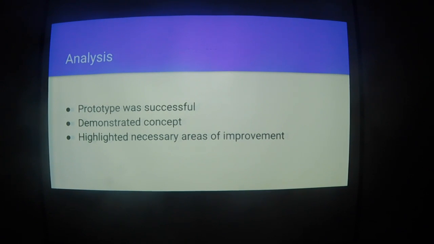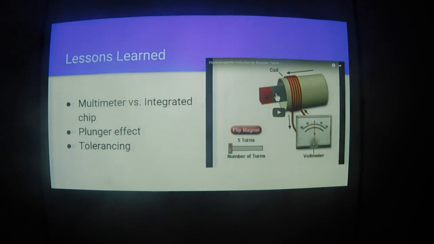This experiment also highlighted some necessary areas of improvement, such as proper rotation, securing the coils, and proper alignment of magnet to coil. Additionally, on our lessons learned, we learned that we needed a multimeter versus the integrated chip. The integrated chip we bought, while it can take direct voltage, was not capable of analyzing that voltage. So we had to switch to a multimeter so we can get the correct measurement of the amps, as well as any other measurements we needed.